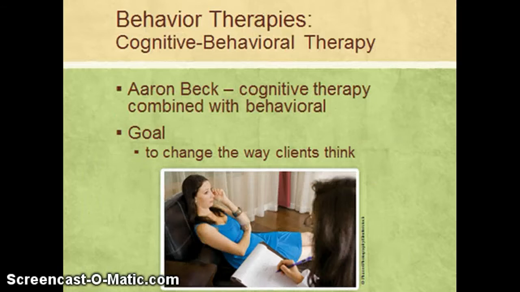The last form of behavioral therapy we're going to talk about is cognitive behavioral therapy. Cognitive behavioral therapy combines two different types of therapy. One, the behavioral principles of reinforcement and observational learning, along with therapy that is specifically designed to target the way that we think. Remember, cognition has to do with how you think and make decisions. So this type of therapy was developed by Aaron Beck with the goal to try to change the way people think.